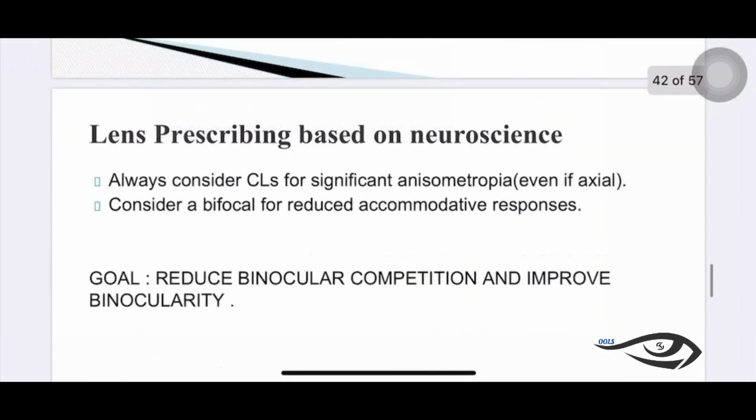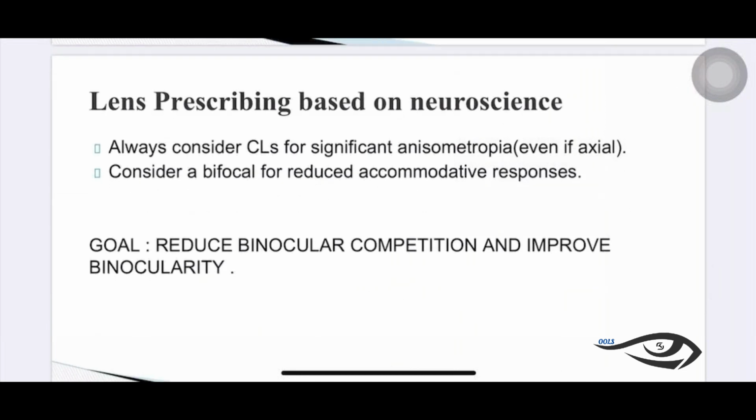Then whenever you are going to prescribe any type of lenses, try to prescribe contact lenses to that person. And why are we going to prescribe the contact lens to that person? Whenever there is significant anisometropia, there will be different sizes of the image, there will be aniseikonia also. And whenever there is aniseikonia, there will be a lot of competition between both the eyes. So the first and foremost thing you have to keep in mind is that you have to prescribe contact lens. Why? Contact lens will work on your aniseikonia.